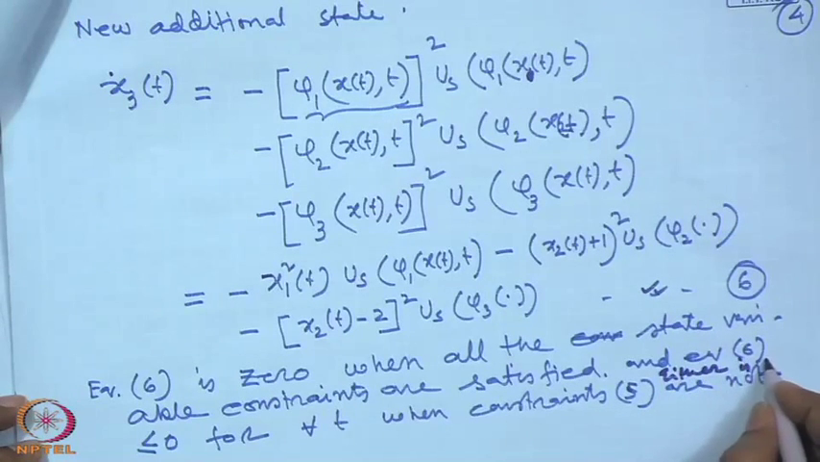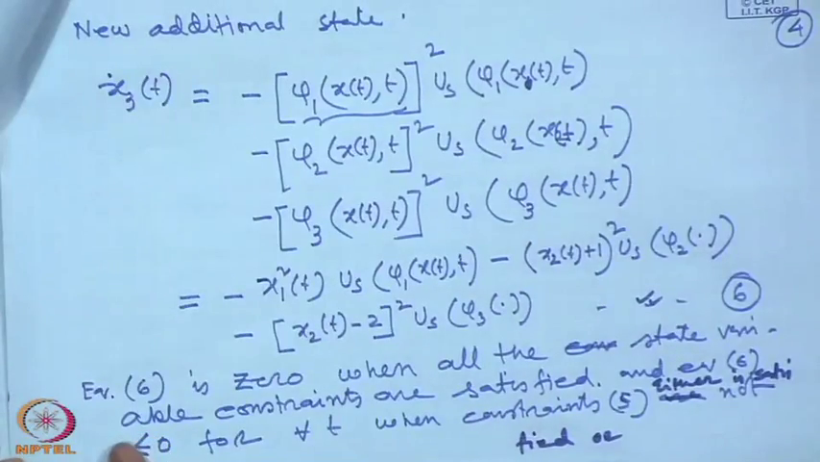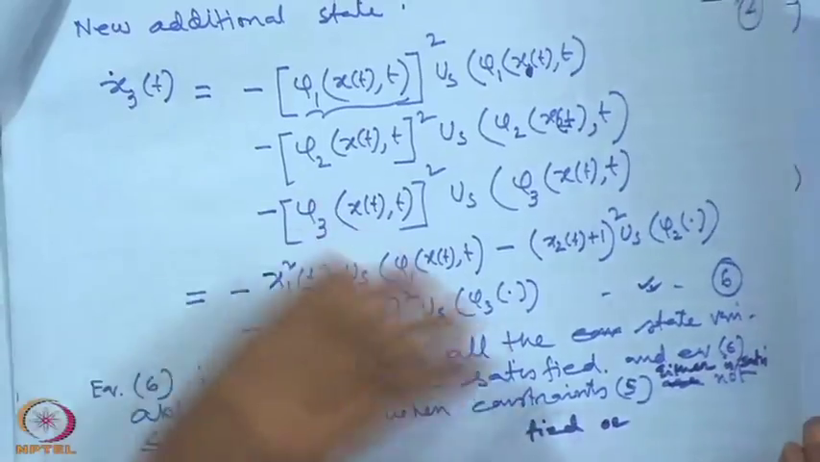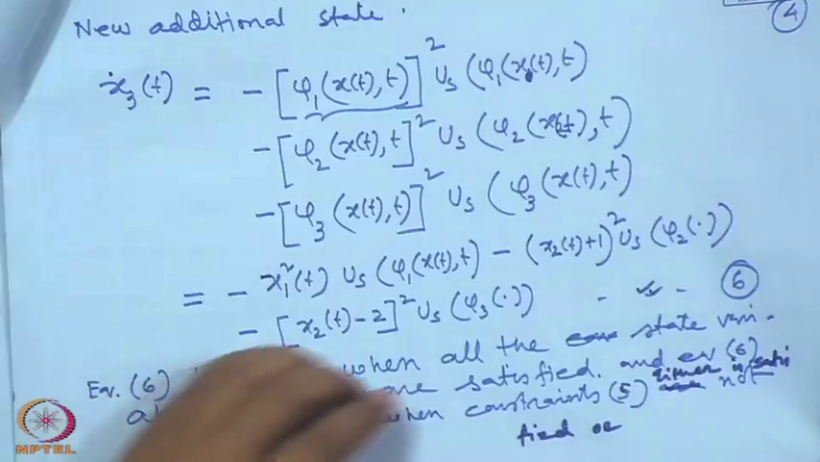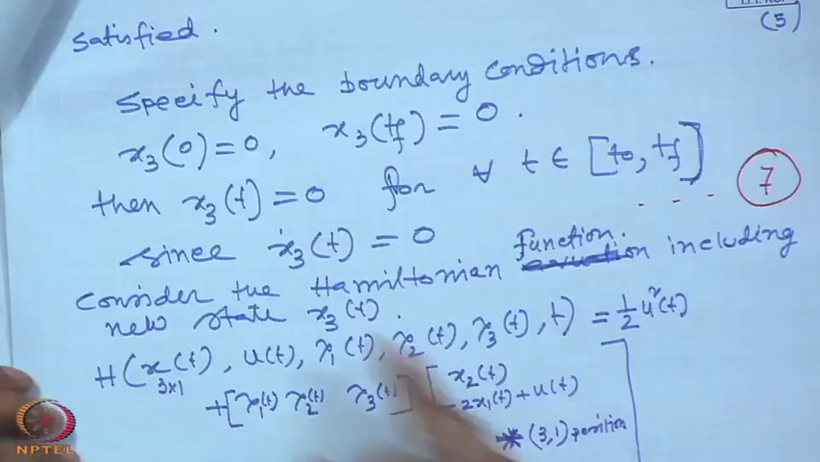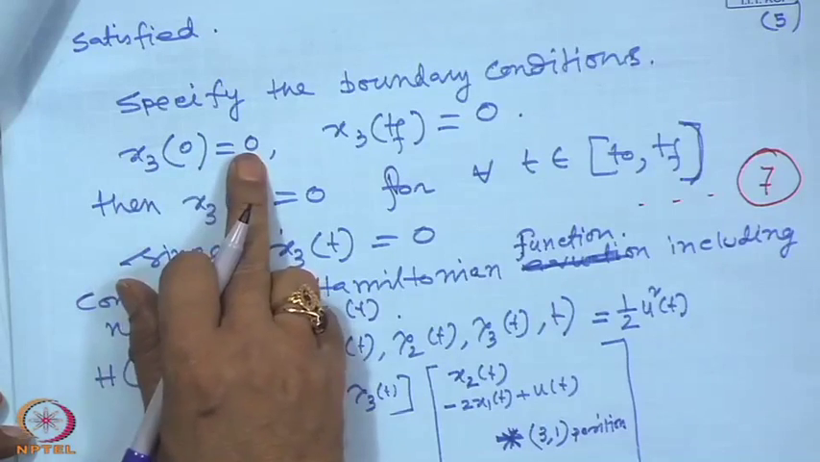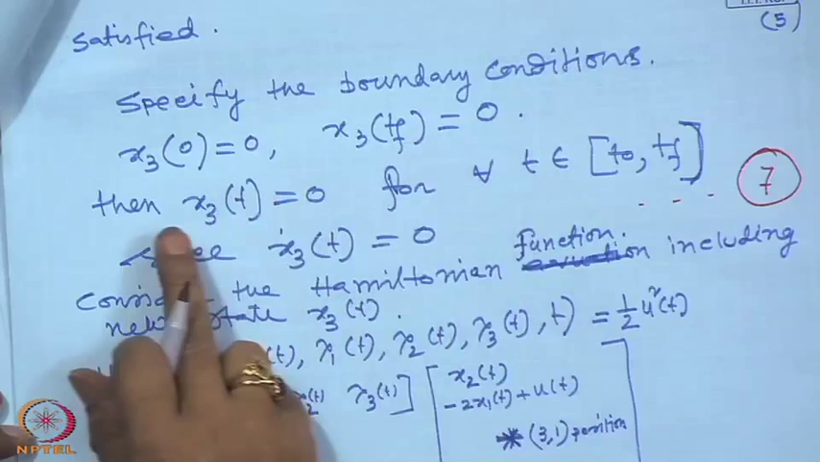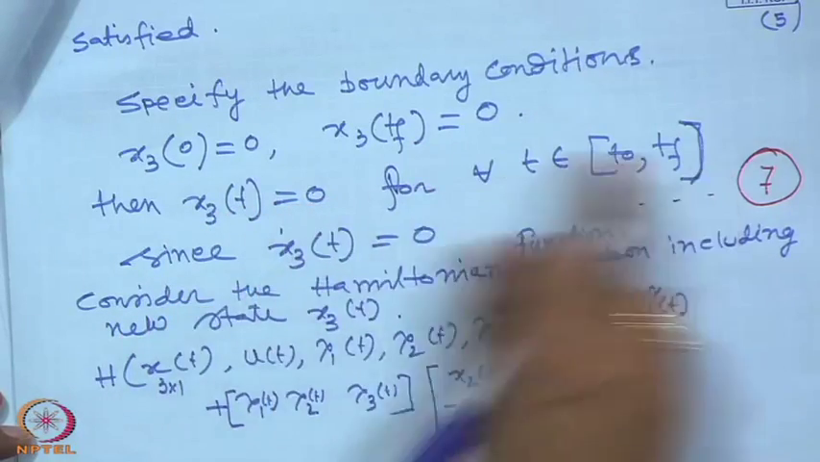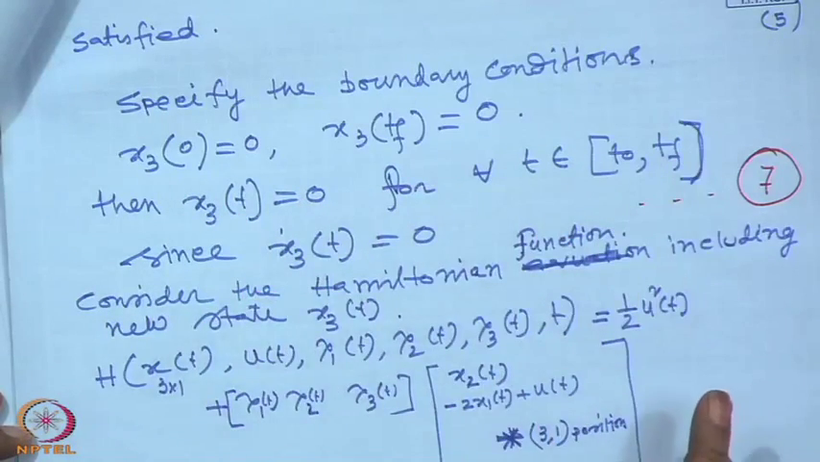Whether the constraint is satisfied or not, it is less than or equal to 0 for all t. If at least one condition is not satisfied, then it will be less than 0. If all conditions are true, then this is equal to 0. Then we specify the boundary conditions for the new state variable: x3(0) is 0 and x3(tf) is 0. Then x3 is 0 for all t, so from the equation we can write this equal to 0 for all t.